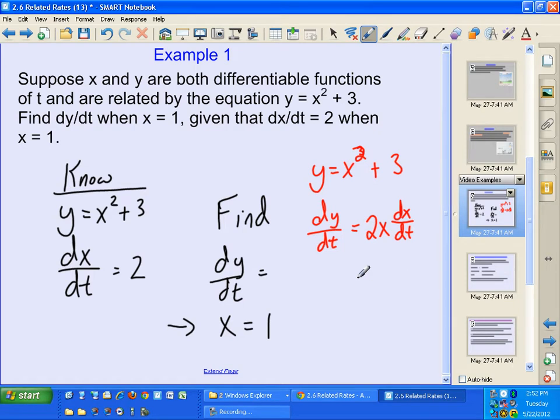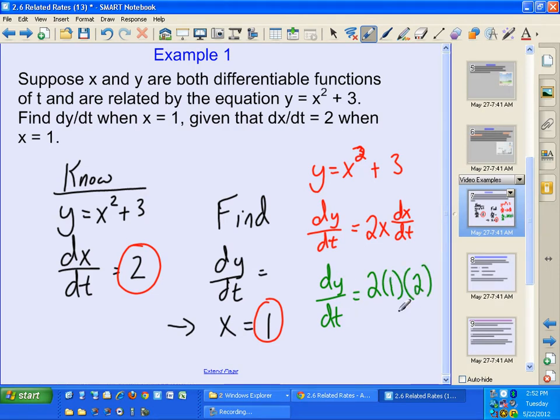So this is my change in y with respect to time and my change in x with respect to time. Now I use my specific information that dx/dt is 2 when x is 1. If I want to find dy/dt in this specific case, I can plug in x is 1 and dx/dt is 2. When I simplify this out, I end up with dy/dt equaling 4. This could be meters per second, or anything, depending on how y would change.